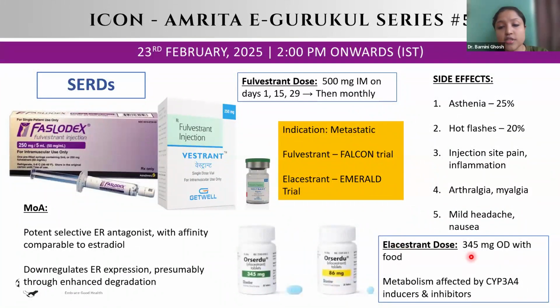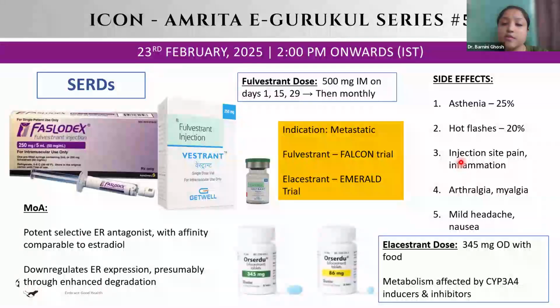Elacestrant, the dose is 345 mg OD along with food. And as we can see, the metabolism is affected by CYP3A4 inducers and inhibitors. Now coming to the side effects that are common for all the hormonal agents, the menopausal symptoms, that is hot flashes, asthenia, arthralgia, myalgia, etc.